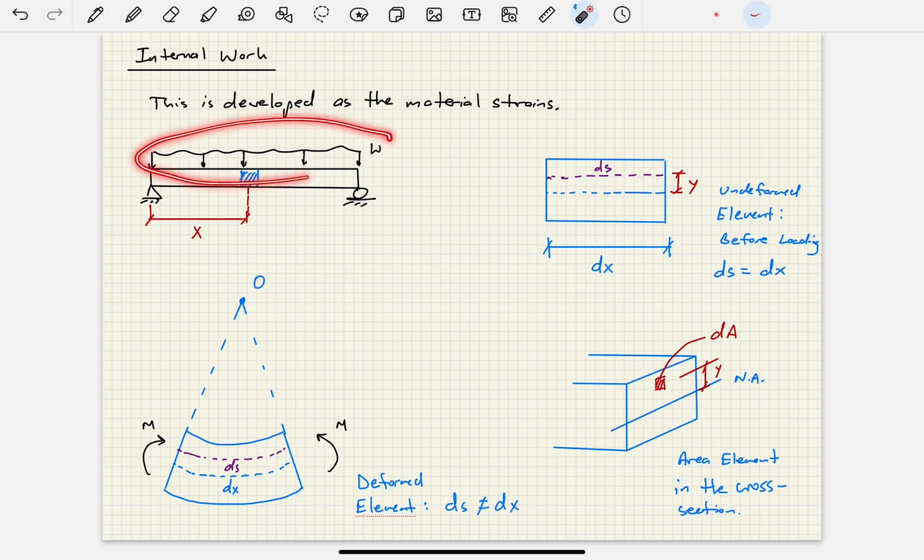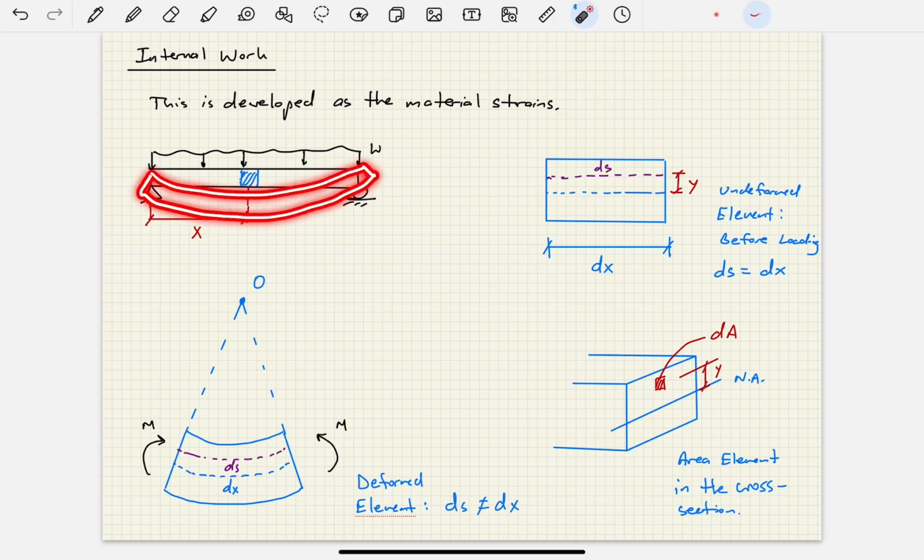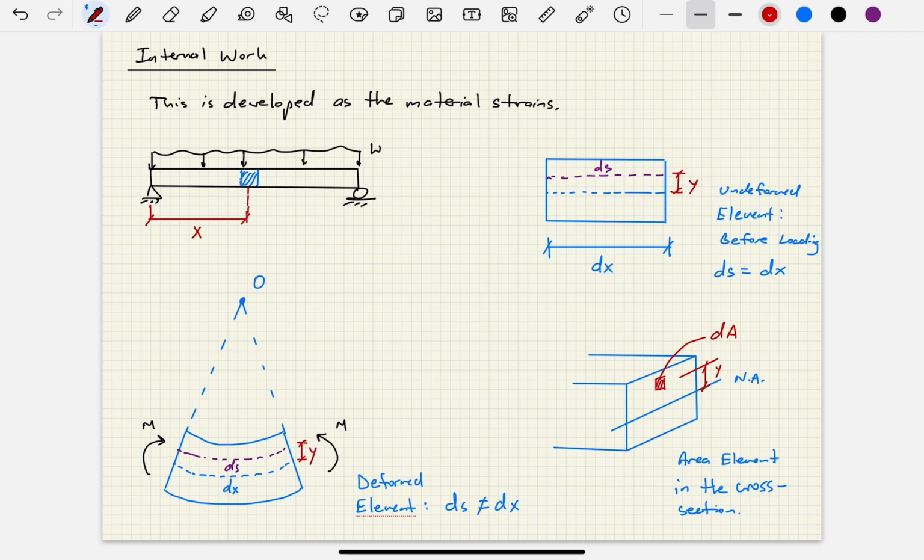So W is applied, and this beam is going to tend to bend or flex, right? It's going to bend or flex. So now I'm going to pull out that deformed element, and that's what I have down here, okay? This element down here is the deformed element, and I also noted ds and dx are not equal to each other in this deformed element. Now, we're still going to have that distance y here, all right? That's going to be the distance from the deformed neutral axis, that's this dx, to this arc length ds, that's a little distance above it.